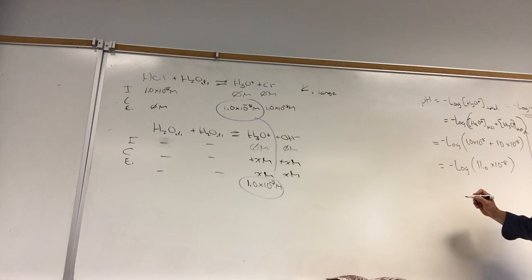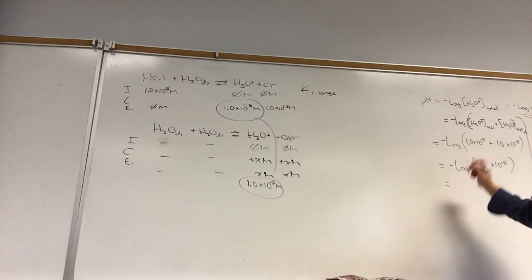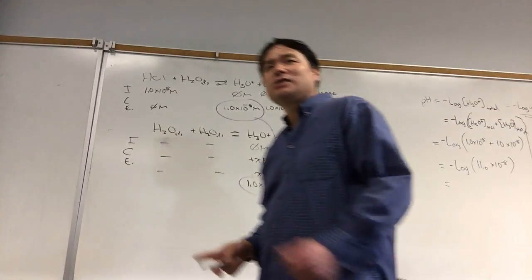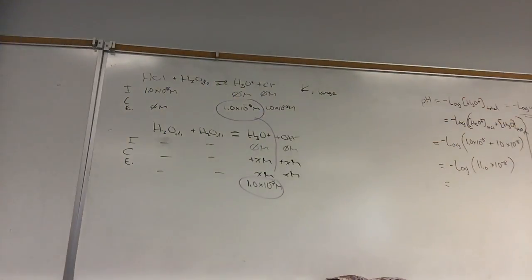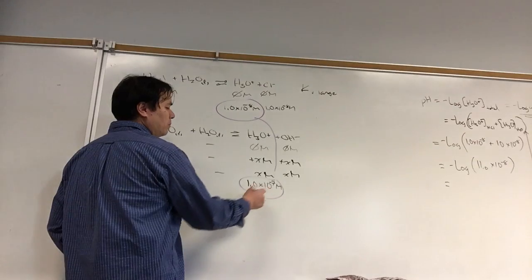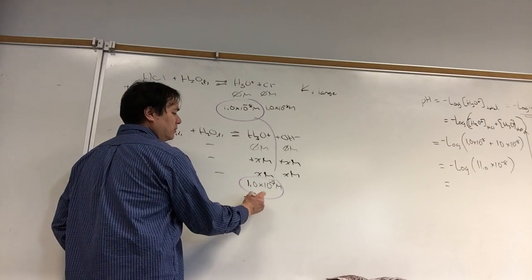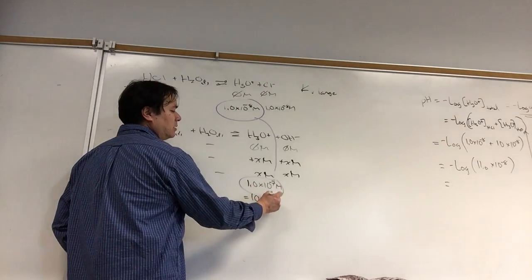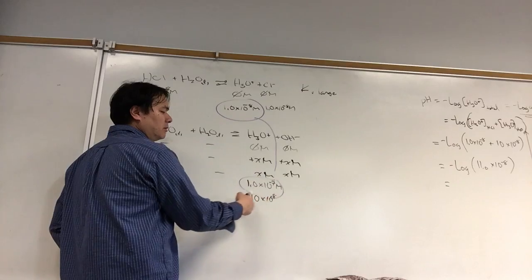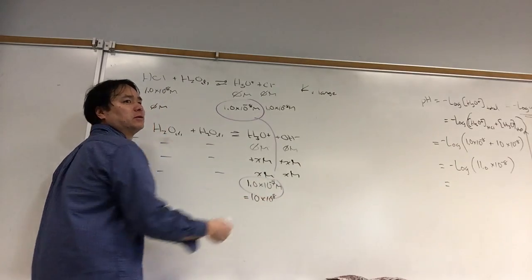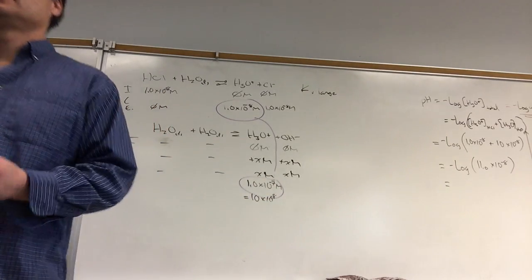And so what does that give us for pH? Excuse me, how can I get 10 times 10 to the negative 8? Oh, I just changed this. This is 1.0 times 10 to the minus 7, which is equal to 10 times 10 to the minus 8. So make this one smaller and this one bigger: the coefficient bigger, the exponent smaller.